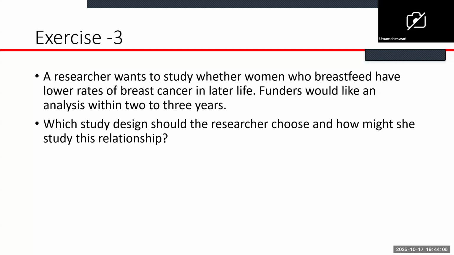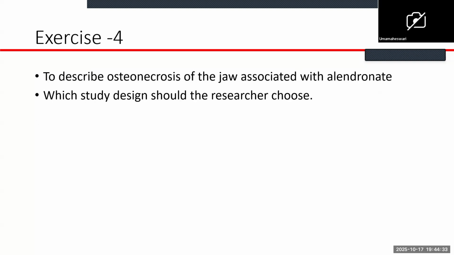When you have adequate time and adequate funds, you can choose your cohort study. I'm not saying no, but because the result is needed within 2 to 3 years, and the development of breast cancer is very slow, it is better to choose women with breast cancer and women without breast cancer and ask whether they breastfed their child or not. You can give your report within 2 to 3 years. This could be your case control study. That is a better choice.